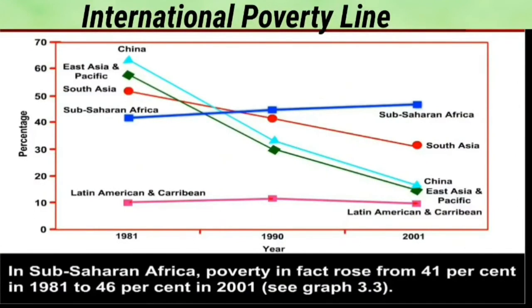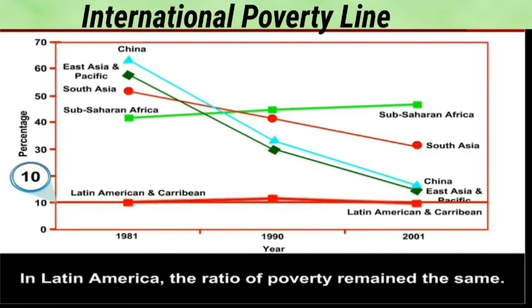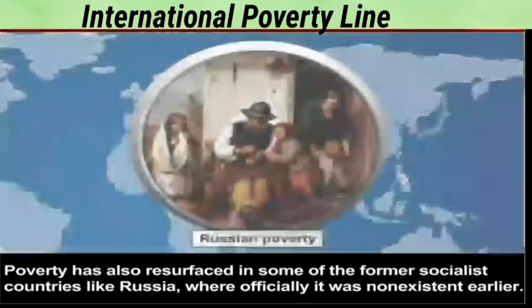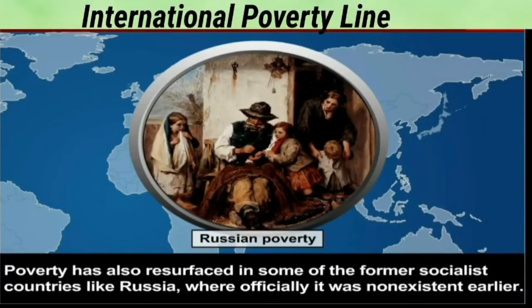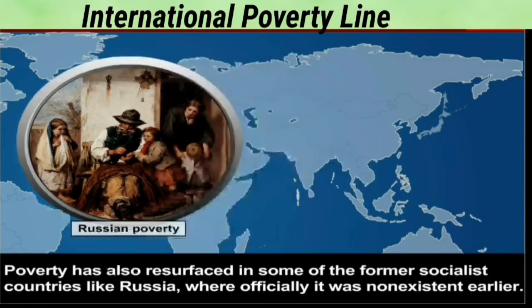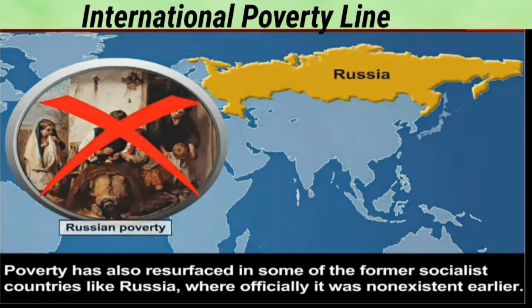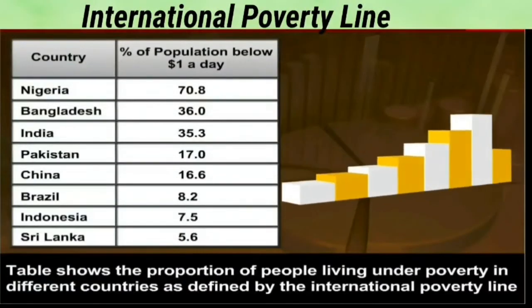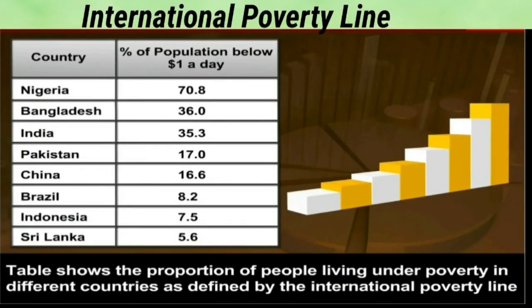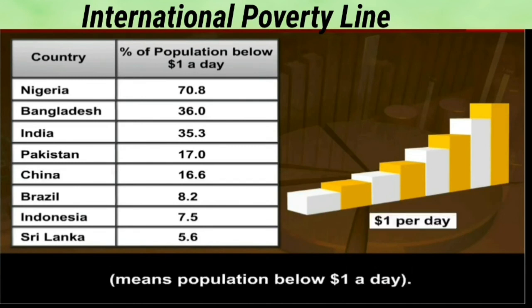In sub-Saharan Africa, poverty in fact rose from 41% in 1981 to 46% in 2001. You can notice it in the graph. In Latin America, the ratio of poverty remained the same. Poverty has also resurfaced in some of the former socialist countries like Russia, where officially it was non-existent earlier. This table shows the proportion of people living under poverty in different countries as defined by the International Poverty Line, which means population below $1 a day.